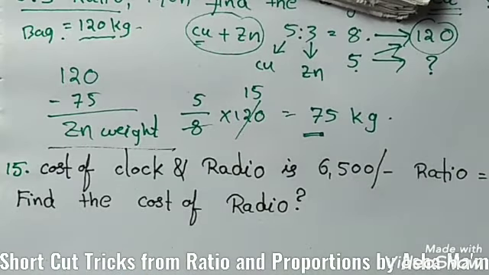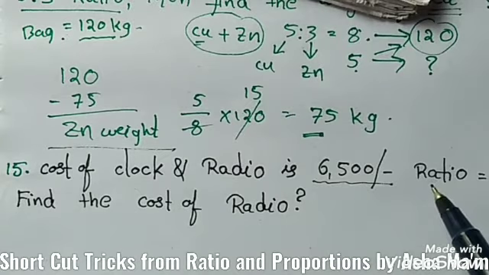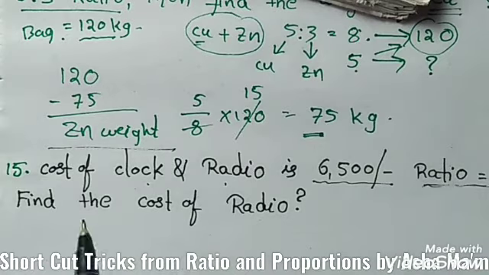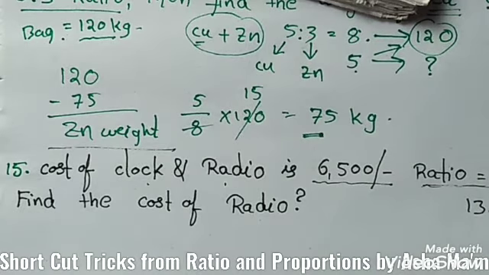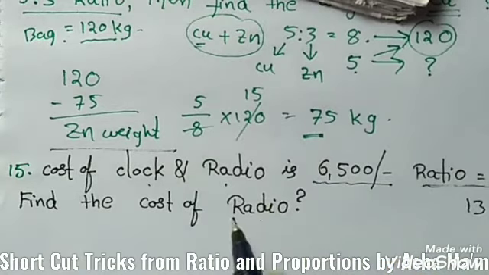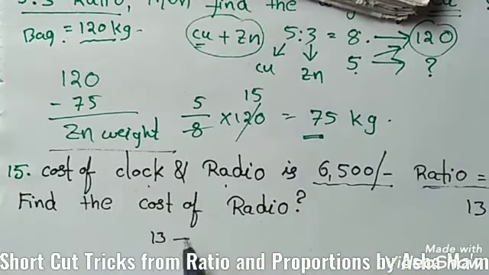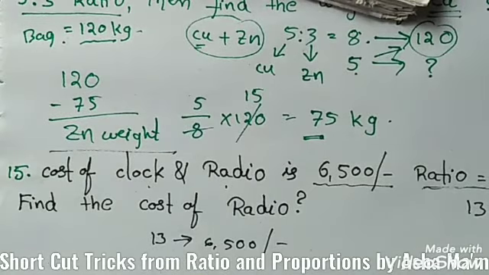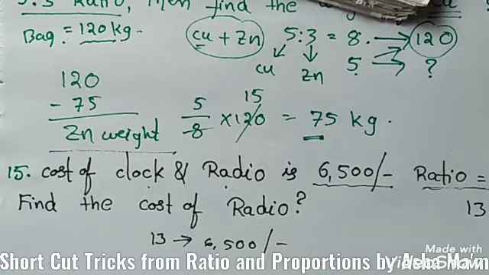Let us see question number 15. Cost of clock and radio is 6,500. Then the ratio of clock and radio is 8 is to 5. Find the cost of radio. This is the question. Here this ratio, if you add, you should get 13. Now cost of clock and radio is 6,500. That means 13 means 6,500. Now here 8 belongs to clock and this 5 belongs to radio.